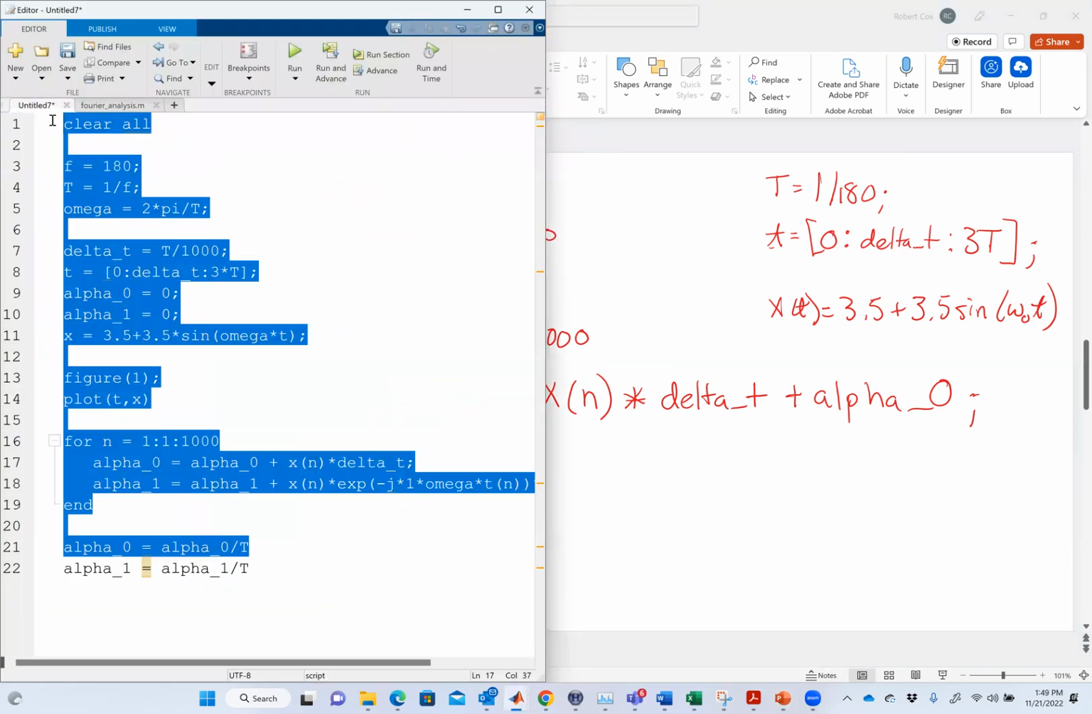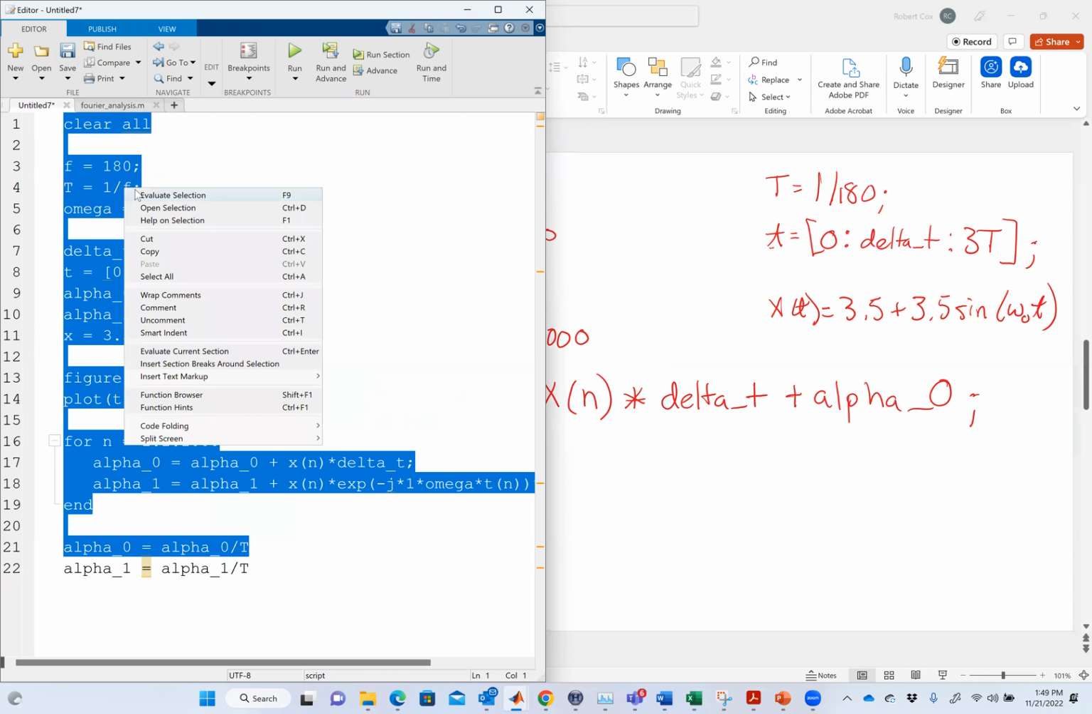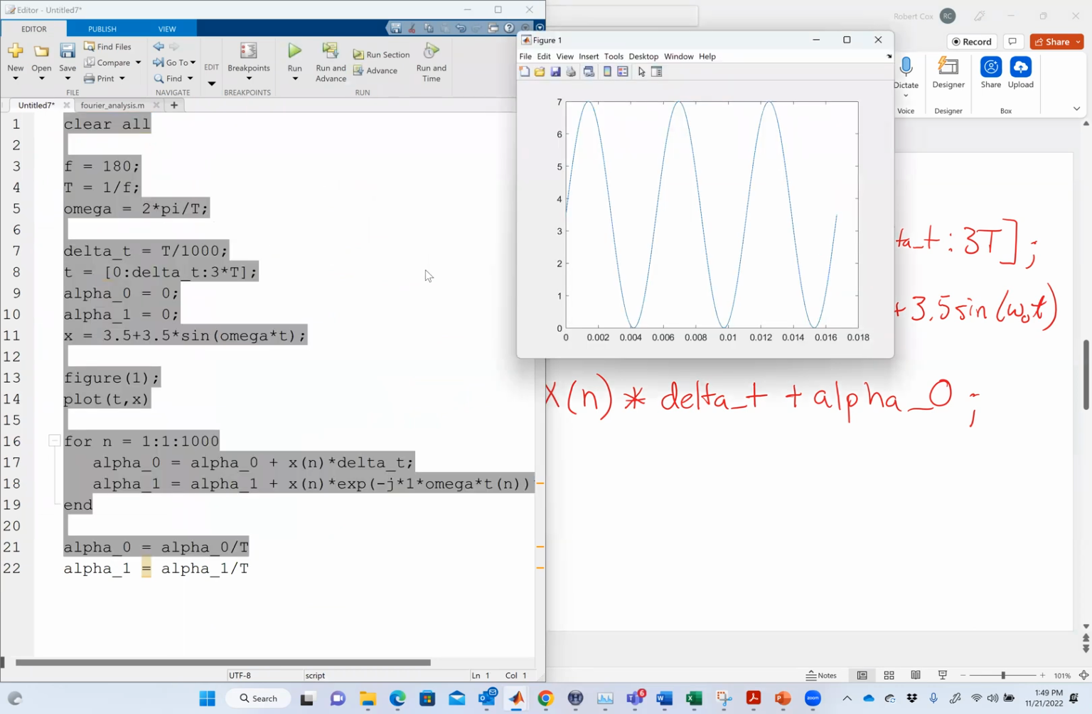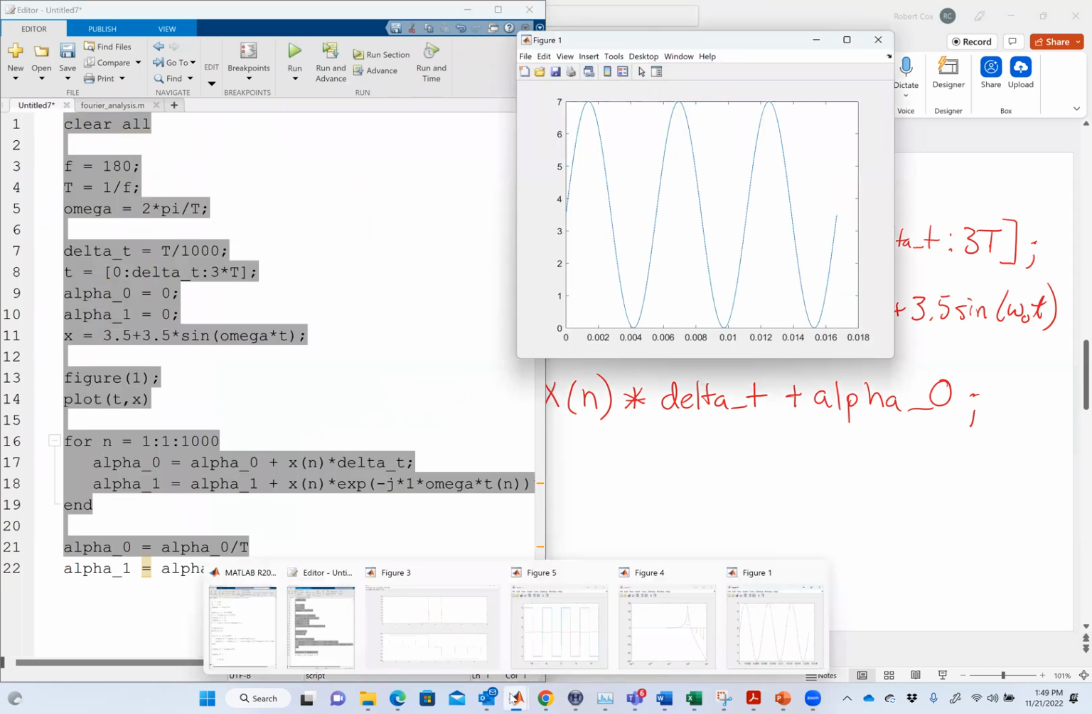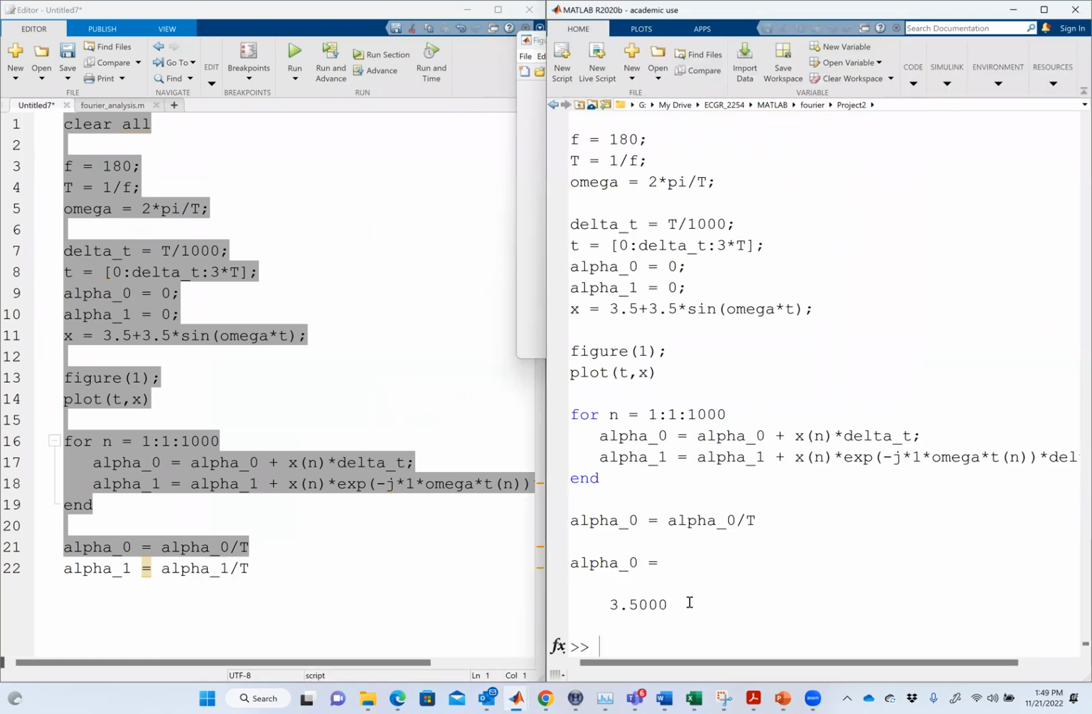All right, so let's run this here real quick. The answer should be 3.5. Let's see what it tells me. If I go to the command prompt, alpha 0 is 3.5. All right, exactly what we wanted it to be.